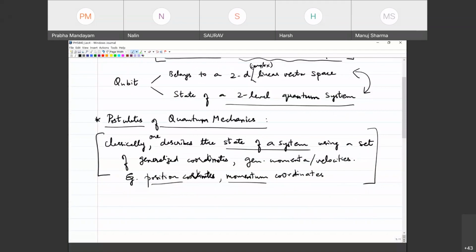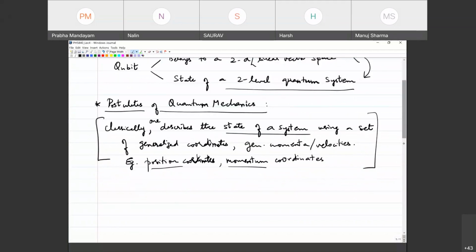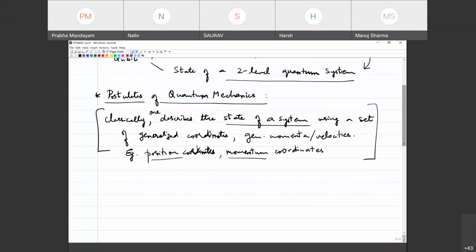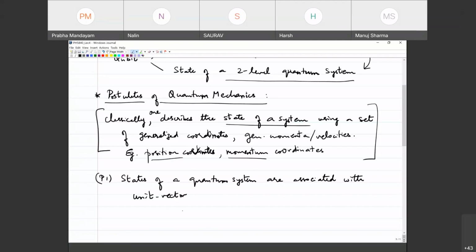So how does one describe the state of a system quantum mechanically? And that's what the first postulate tells us. So postulate 1 says that states of a quantum system are associated with unit vectors in a Hilbert space.